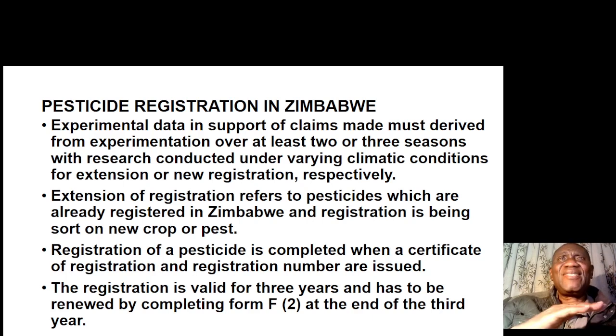So that will signify registration. There should be a certificate. There should be also a number for each pesticide to be used. Please note that the registration is valid for 3 years and has to be renewed by completing F2, another form, at the end of the 3rd year.